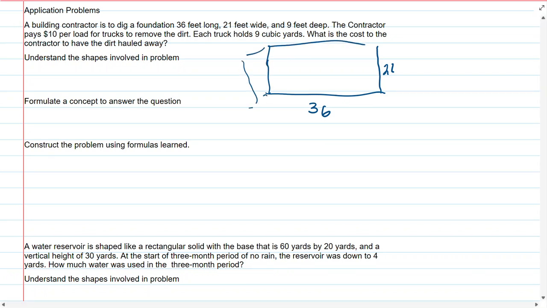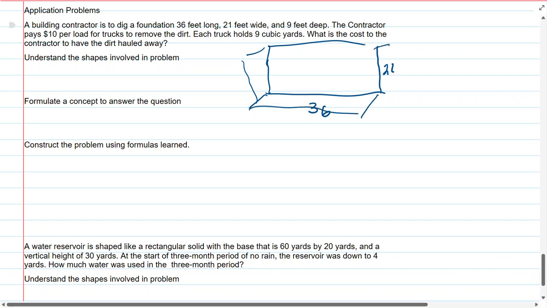Actually, we need volume. Sorry about that. Not surface area. They only ask for volume because that's how much dirt. Sorry, I wasn't thinking properly. All right, so let's construct the problem.